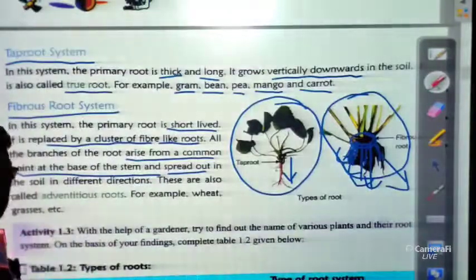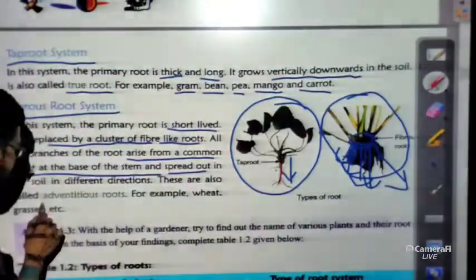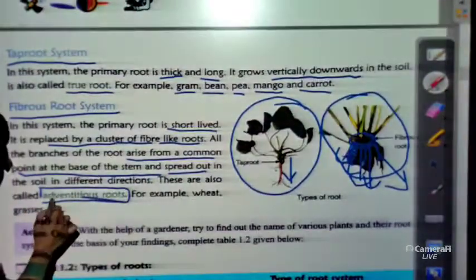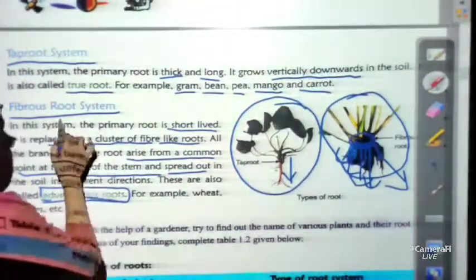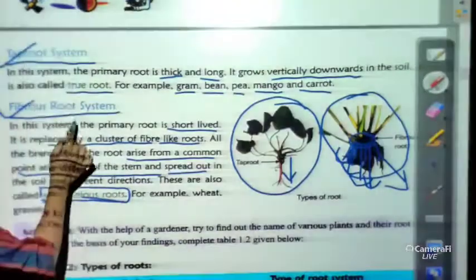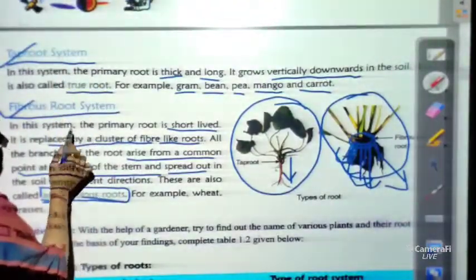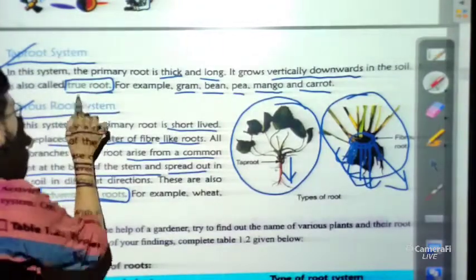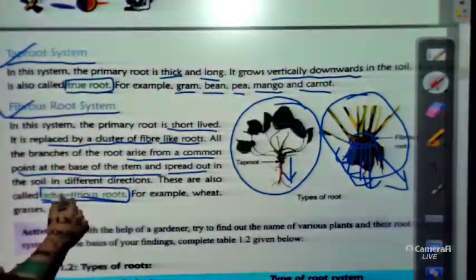Okay, so these are also called adventitious roots. If you don't remember these terms, no problem, but fibrous root and tap root system, you have to remember all these things. If you don't want to remember these extra names, no problem.